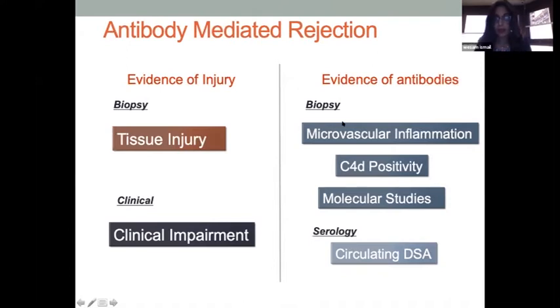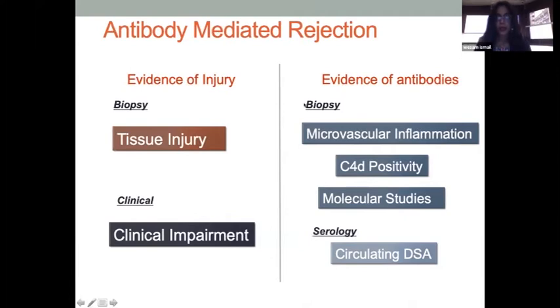If you have a biopsy with microvascular inflammation and C4D positive without DSA, then C4D could be considered evidence of DSA, and then you can diagnose antibody-mediated rejection. However, if you don't have C4D and you don't have DSA, then you cannot diagnose antibody-mediated rejection. So the best way of diagnosis is to try to integrate all of these criteria together.